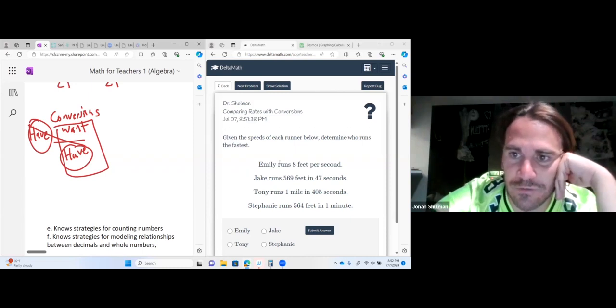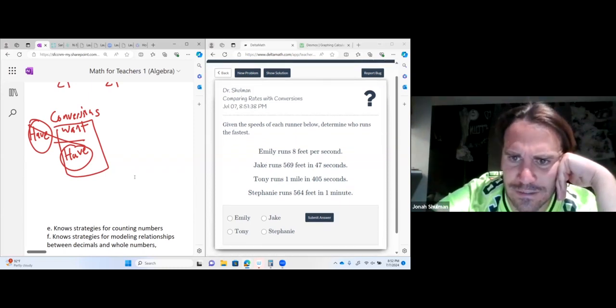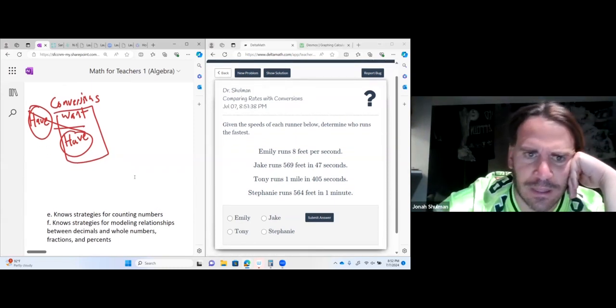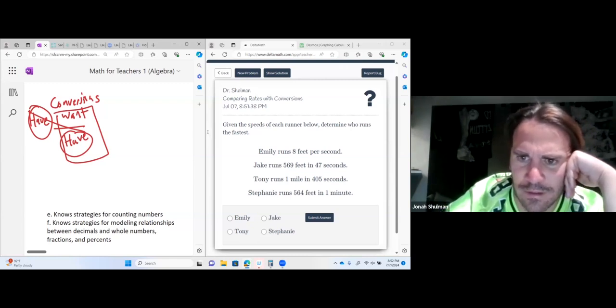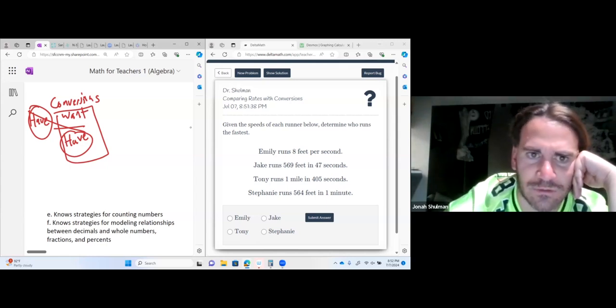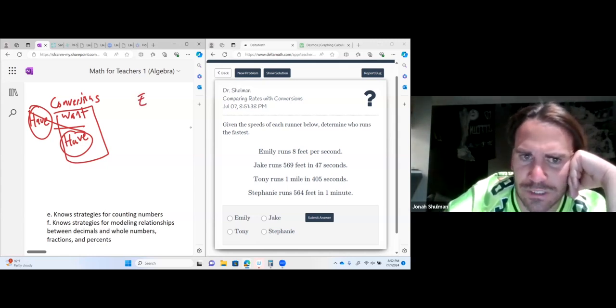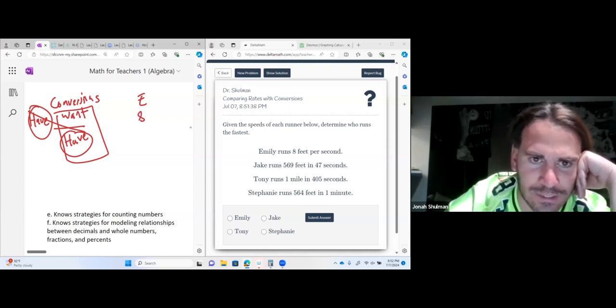Given the speeds below of each runner, who runs the fastest? All right, well, we've got a mile. We have to figure out how many feet are in a mile, because everything else is feet. So we got our girl Emily, which is at 8 feet per 1 second. So Emily's 8 feet per 1 second.